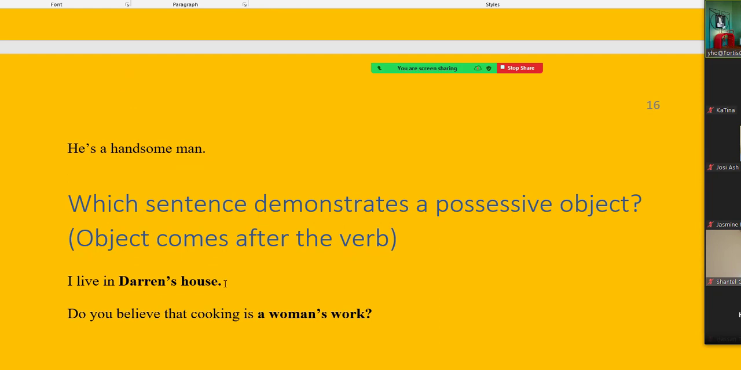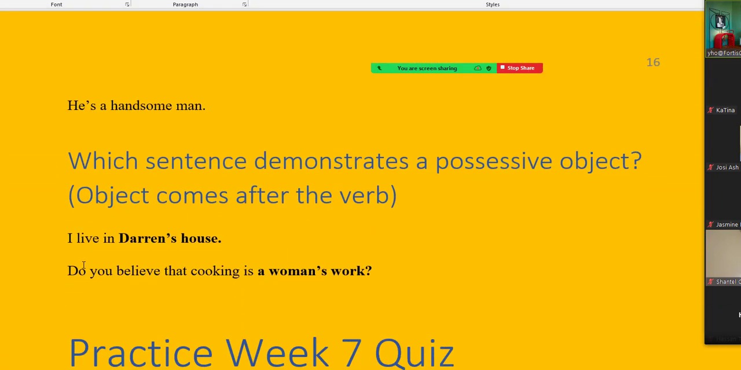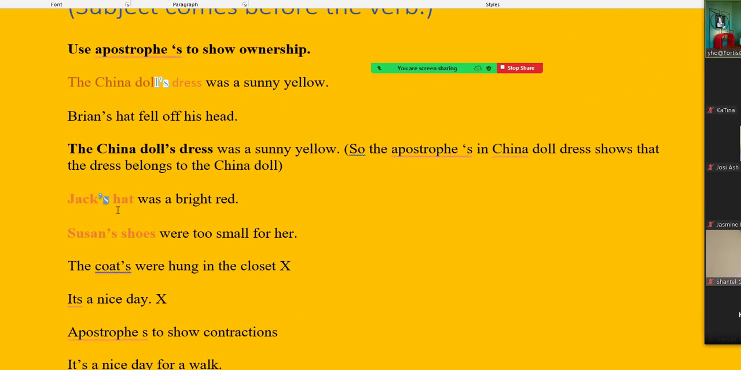I live in Darren's house. So this is a possessive object because it comes at the end of the sentence, and this is a possessive subject because it comes at the beginning of the sentence before the verb. Because before the verb, it's always the subject, and after the verb, it's always the object. So this is known as a possessive object because you have apostrophe S. Do you believe that cooking is a woman's work? So that is a possessive object, while this is a possessive subject.